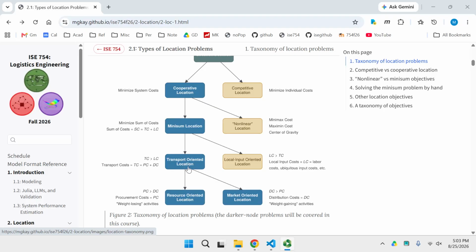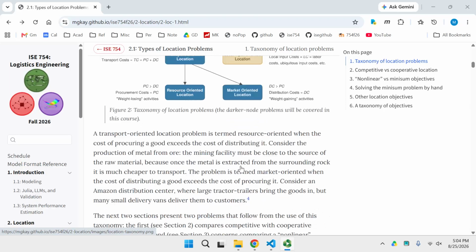And then for transportation itself, that can be divided into two ways. One is if the location decision is primarily resource oriented, meaning that we're dealing with weight losing activities that we want to locate close to where the source of the resource that goes into the supply chain is located. And then at the other extreme are market oriented location problems where we're trying to locate close to where the market for the product is. And again, you'll see that all problems can be classified roughly using this type of taxonomy.